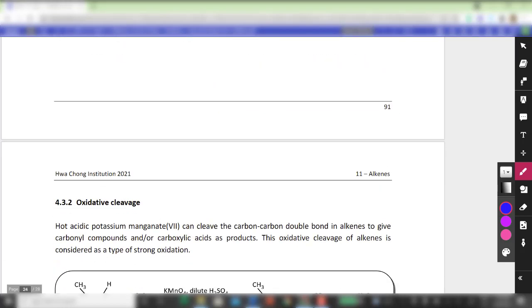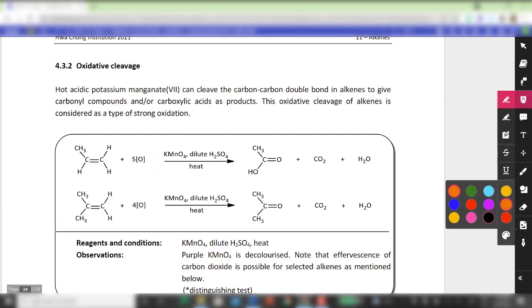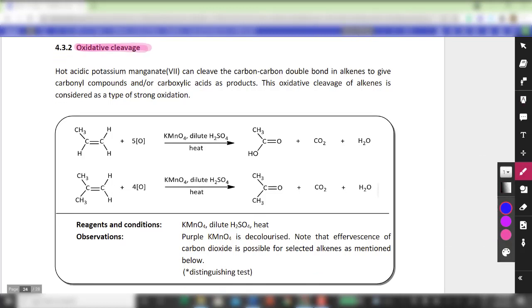Okay, the next part is oxidative cleavage. Again, worth mentioning because oxidative cleavage is probably the most important portion we're going to mention under alkenes. For oxidative cleavage, it's a little bit mechanical, I would say, in determining the product. I will go through it in a little bit of detail, but before that, let me highlight to you what exactly is going on or what exactly might happen.